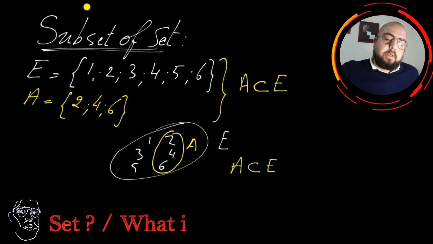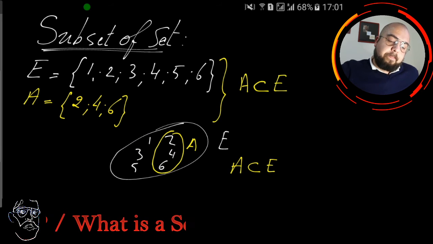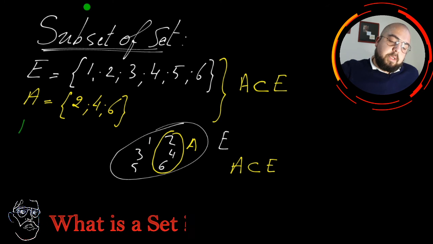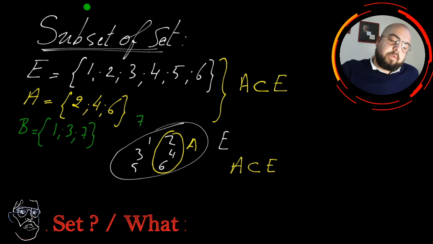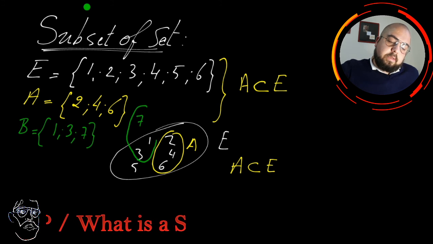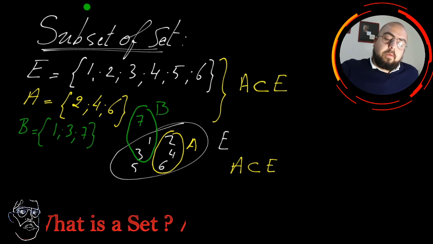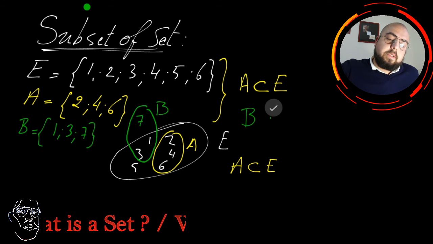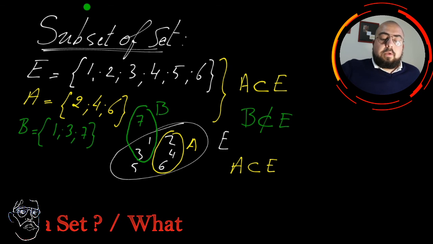Now, let's say we have another set, which is B, formed by 1, 3, and 7. And 7 is a number found outside, of course, the set E. This is your set B. B is not included, is not contained in E. So you simply say it does not include in E.